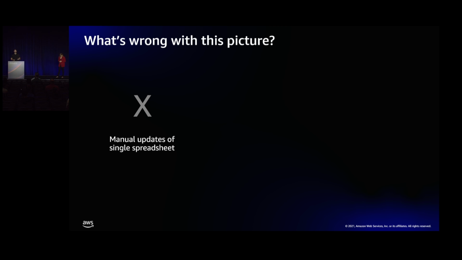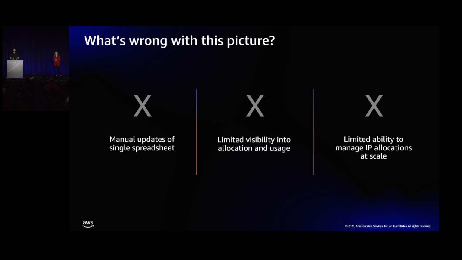Manual updates are not scalable. You also have limited visibility into who's using what. It's just a table, just a spreadsheet. Also, there's the ability to manage allocations at scale. We have customers that have over 1,000 VPCs. Can you imagine allocating 1,000 /16 ranges for your VPC use, or maybe smaller, or multiple IP ranges per VPC, and then managing your on-premises as well?